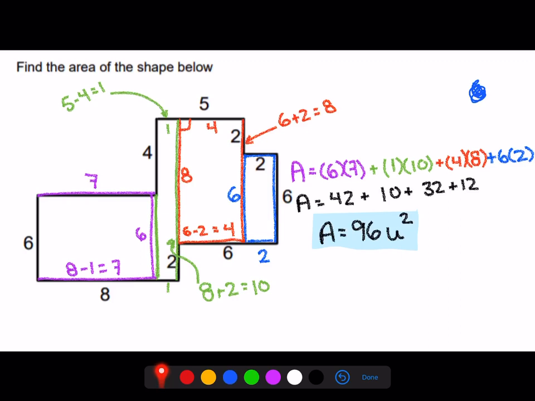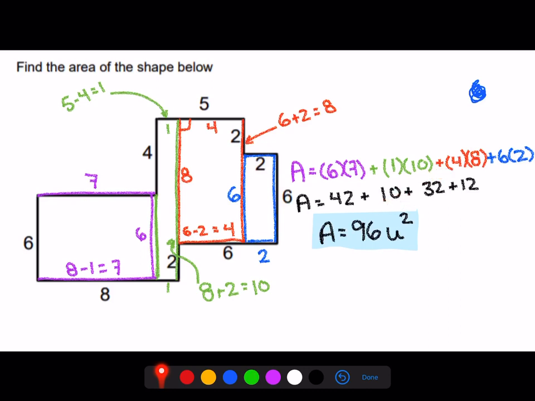Next, our green rectangle. If this red side length is 4, and the entire thing is 5, well, 5 minus 4 will give me the side length of 1. And if this side length is 2, and this whole thing is 8, well, 2 plus 8 gives me 10. So I have 1 times 10, which will just give me 10.